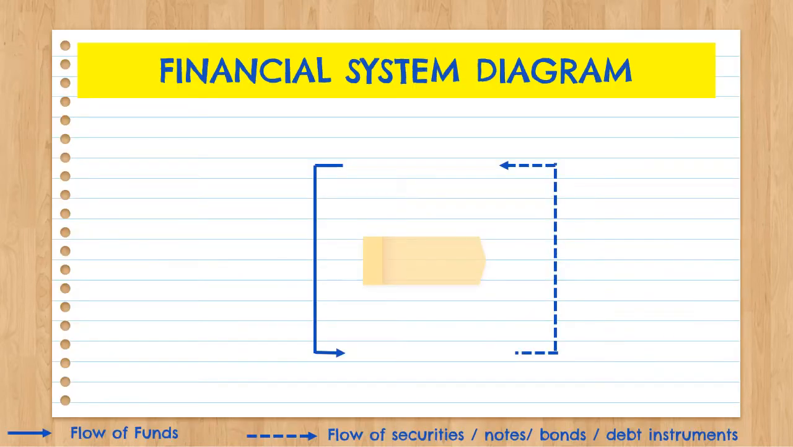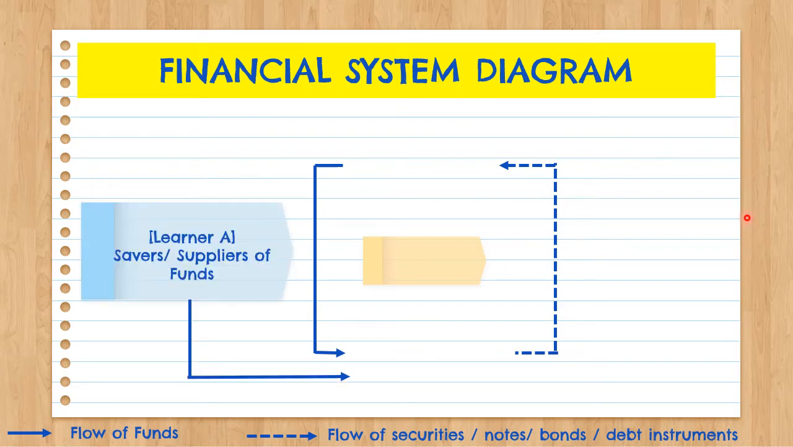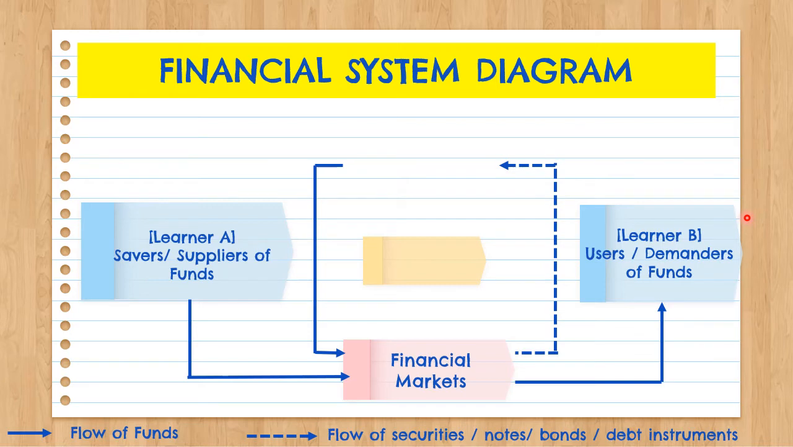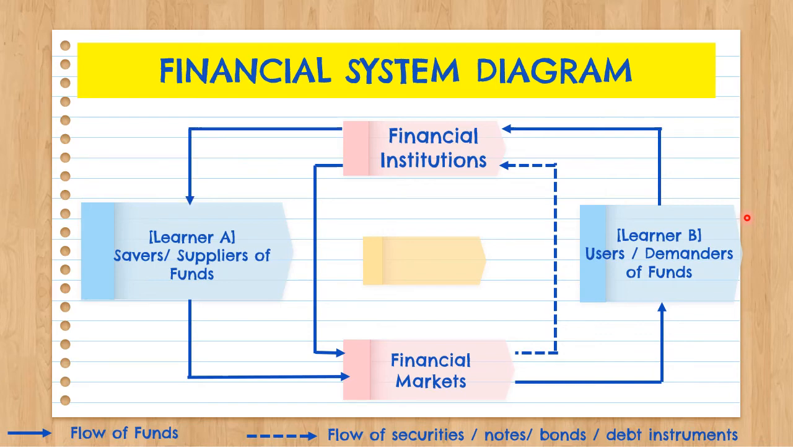Financial system diagram. These are the solid lines, it's all about flow of funds, and then the dotted line, flow of securities. So from the suppliers of funds to financial markets, then from financial markets to users of funds, and then from users of funds we'll go to financial institution. And then from financial institution, we will go back to the suppliers of funds.